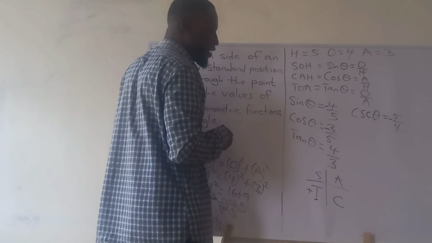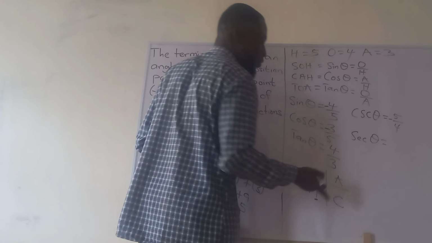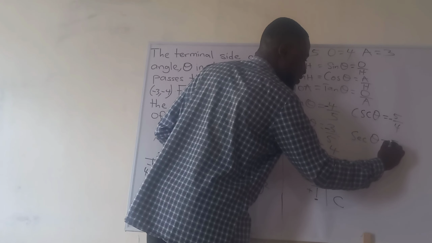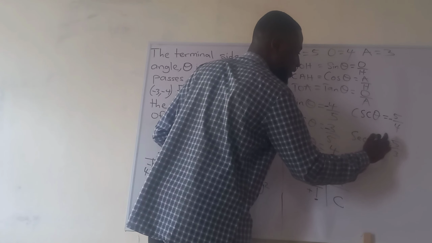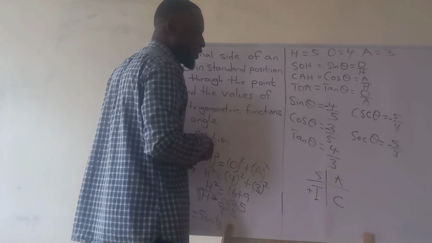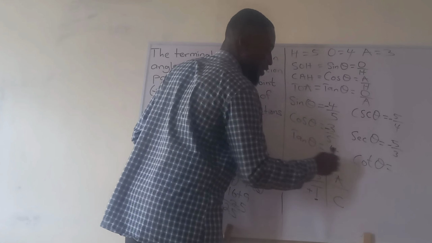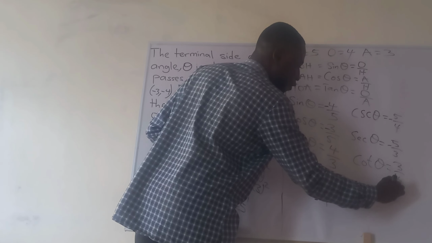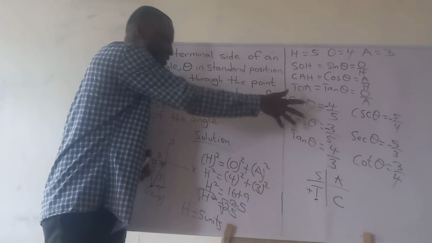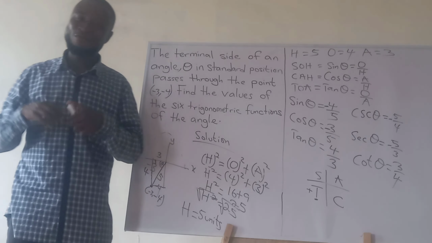And the reciprocal function for cos theta is sec theta. So you reciprocate it or you flip it. So 5 over 3, which is being negated. And the reciprocal function for tan theta is cot theta. So it will be 3 over 4, which is not being negated, positive. So these are the values for the 6 trigonometric functions.